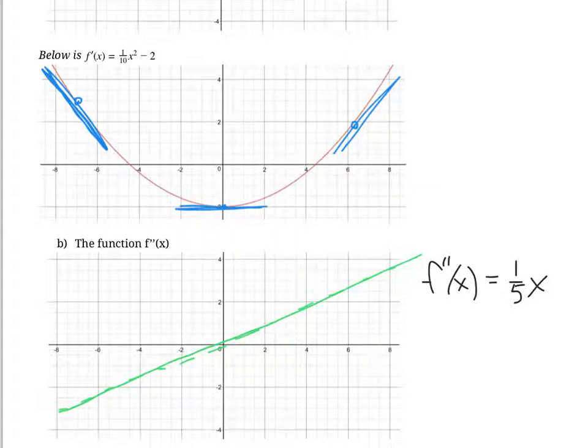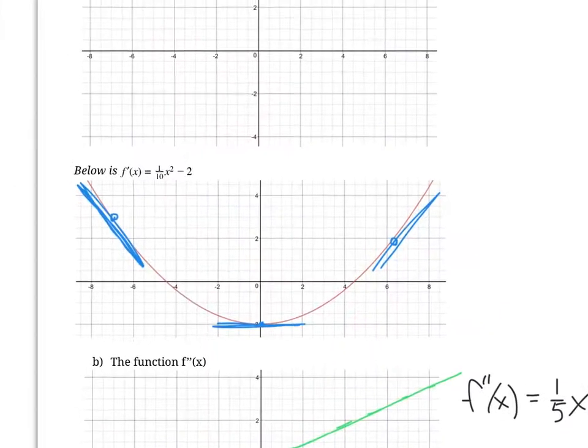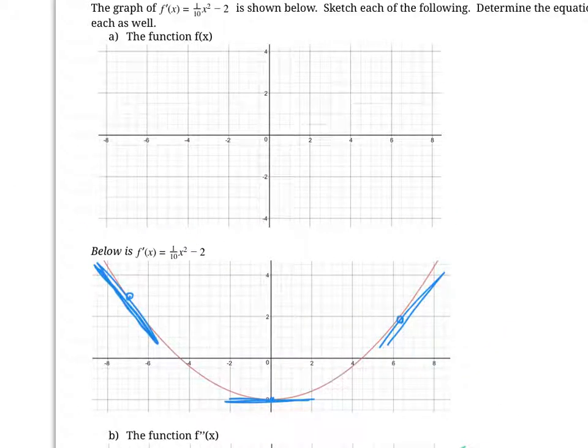The next question is part A. I did it in a little bit of a funny order, but there's a reason for that. So the question here is, if f prime of x is the derivative of a function f of x, what does f of x look like? And if you think about it like this, remember this function here is going to represent the derivative of this function up here.